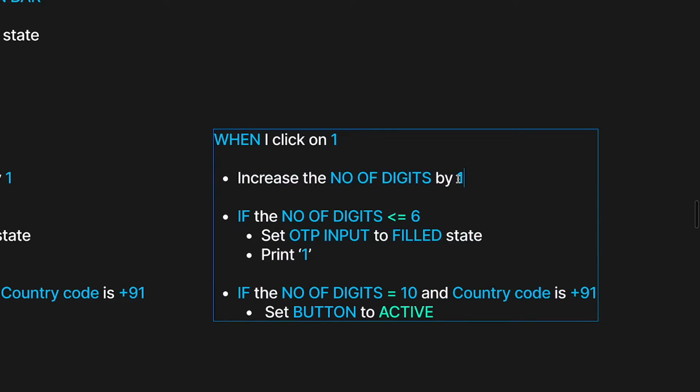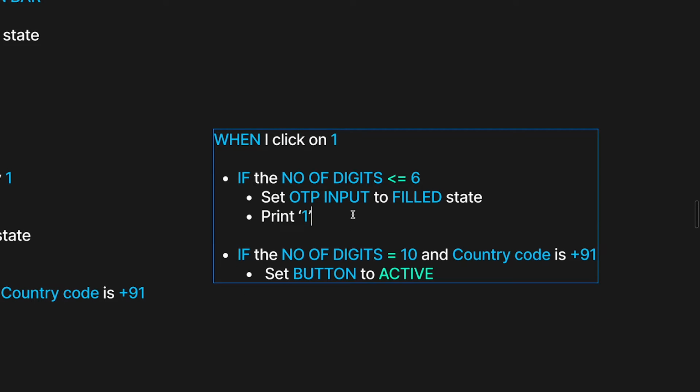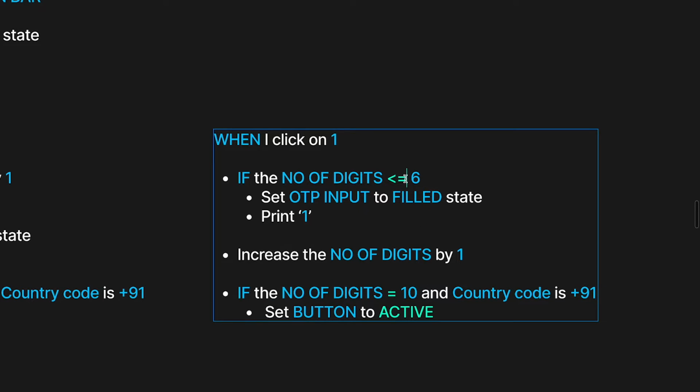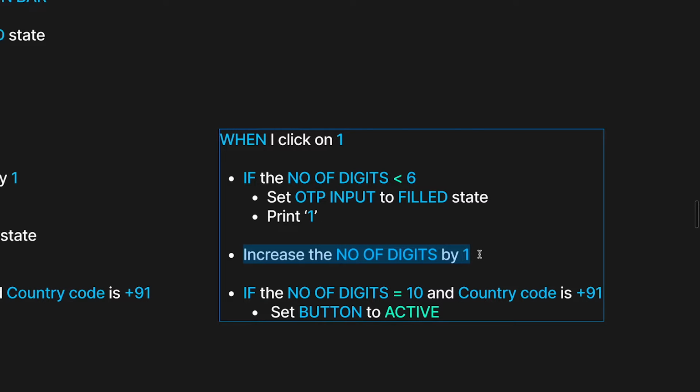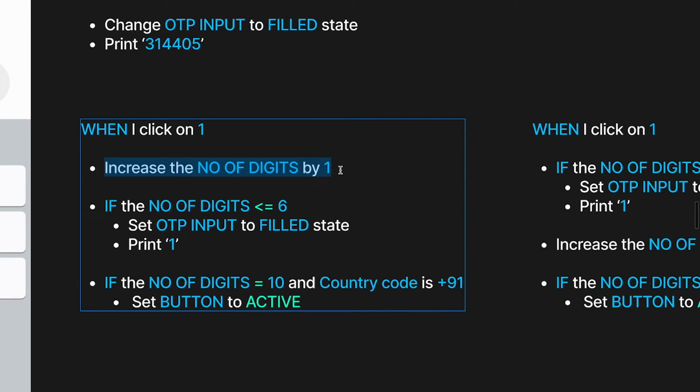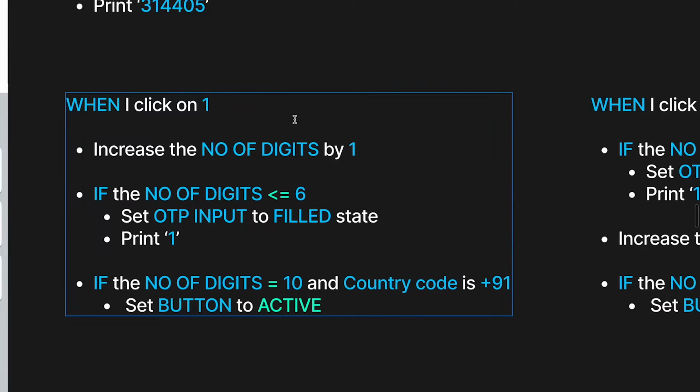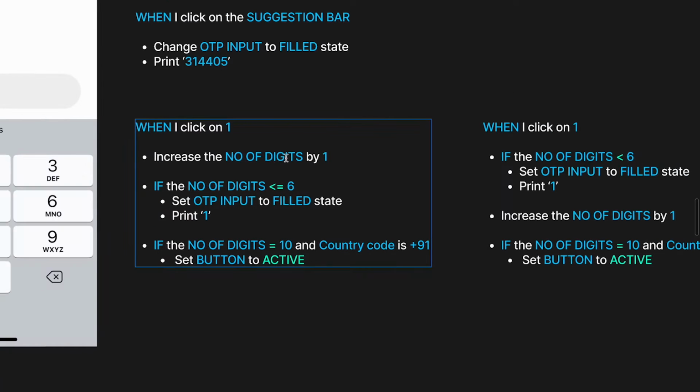So either we can do this where we go ahead and set this to less than 6, and then we increase the number of digits by 1, or we can increase the number of digits by 1 and then we set less than or equal to 6, right? We have 2 options. Both of them work depending on the order you choose. Okay. In this case, I'm going to follow the same order as the previous video. So I'm going to keep it like this.